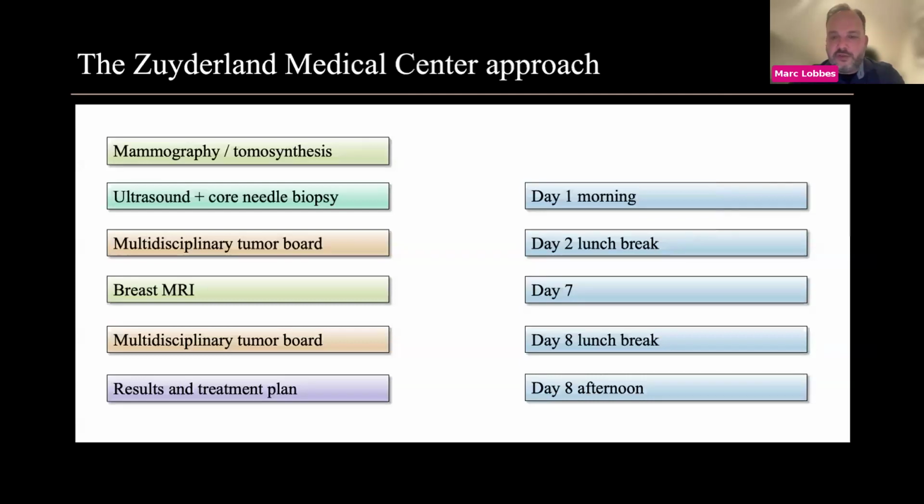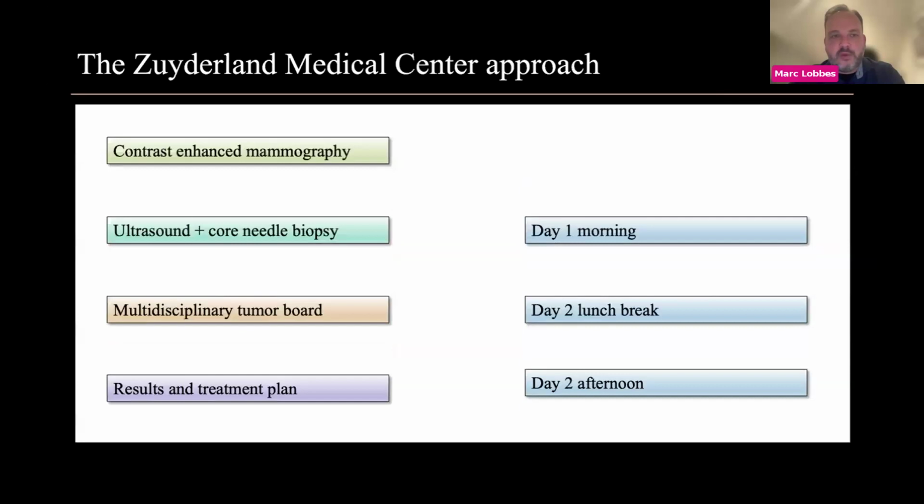We see that it's a unifocal lesion. On day 8, she comes back to the MDT and we have the results, and the treatment plan is completed in 8 days. Now, with contrast-enhanced mammography, we would immediately see that it's only a unifocal, one-sided lesion. We could do that biopsy and we would have the results on day 2.